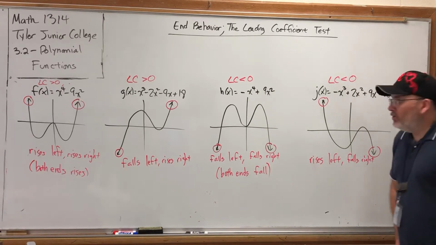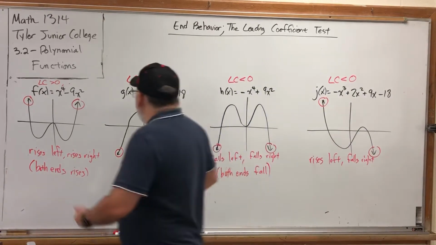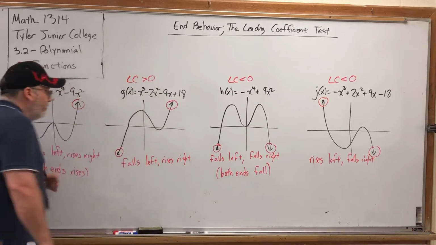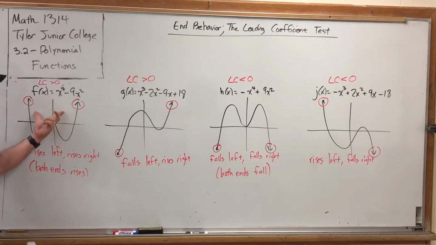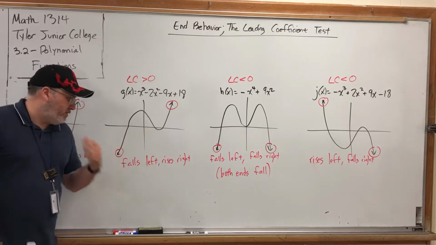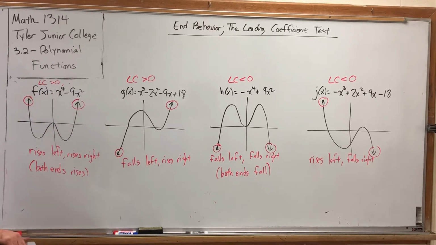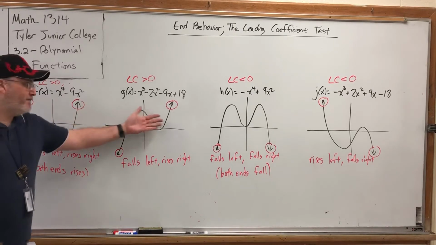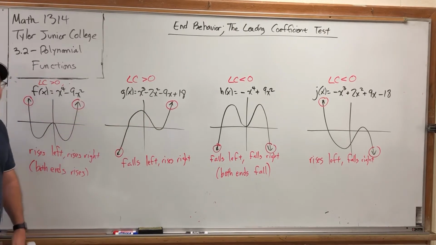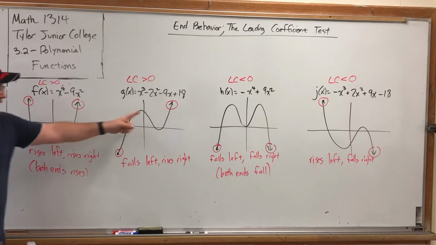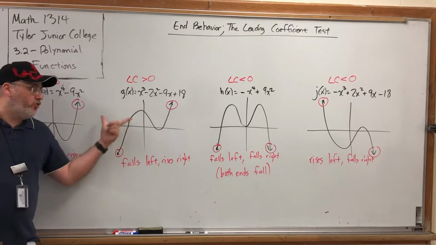Well, not really. Because if you notice on both of these, the leading coefficient is positive, but here the ends are equal, they both rise, and here the ends are opposite. The left falls and the right rises. So if the leading coefficient being positive or negative can't tell us if the ends are opposite or equal, what can it tell us? Well, look at these two graphs and specifically their ends. What do they have in common? On both of these graphs, the right end rises.